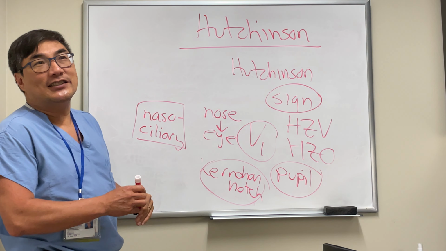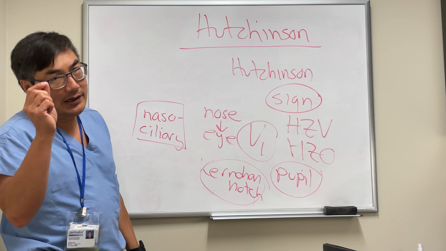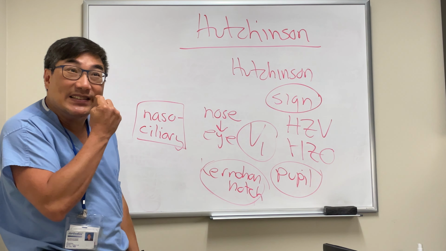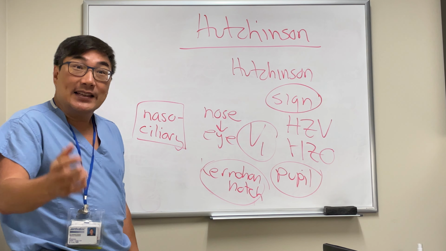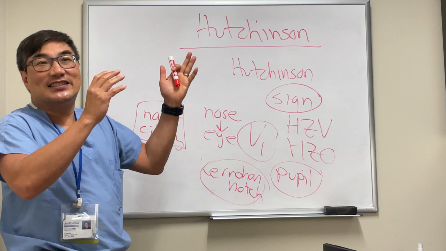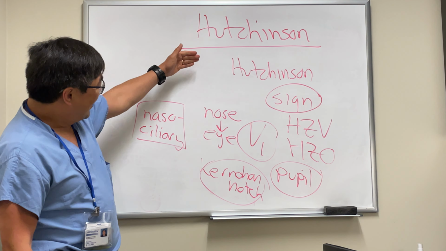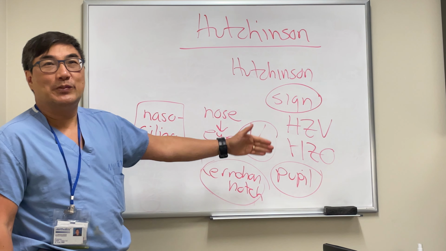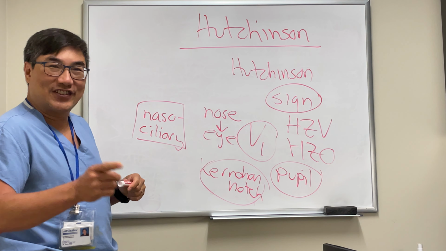There's also this other Hutchinson thing, which only indirectly applies to us. That's the Hutchinson teeth, and that's a syphilis sign. And you need to know syphilis because, as Osler said, he who knows syphilis knows medicine. And so you need to know the Hutchinson sign, the Hutchinson pupil, and the Hutchinson teeth of congenital syphilis.